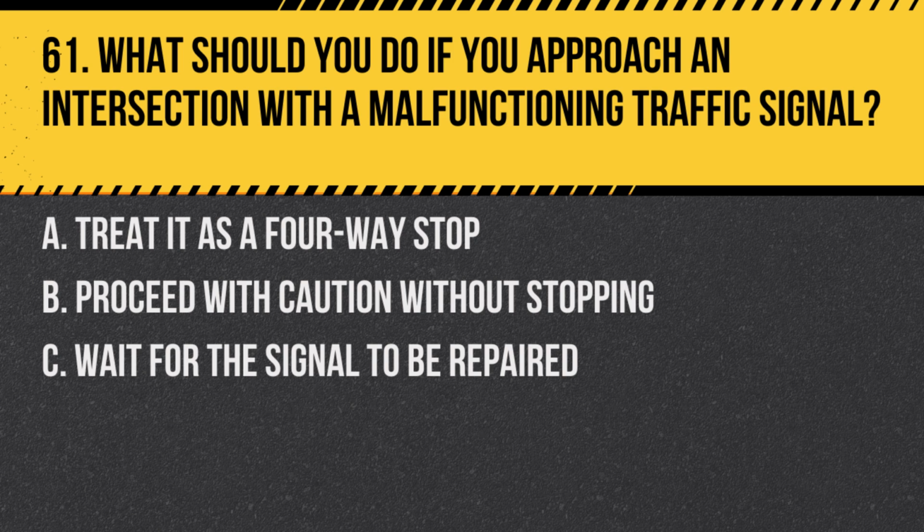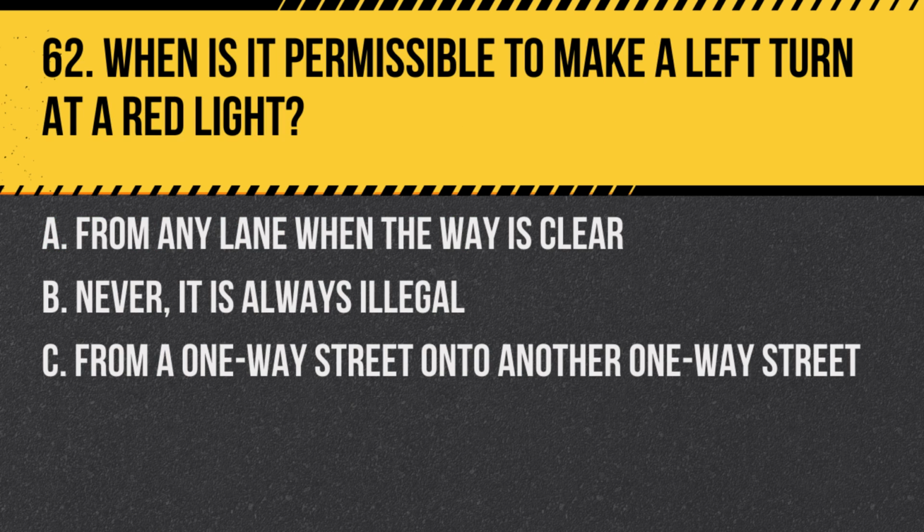Question 61. What should you do if you approach an intersection with a malfunctioning traffic signal? A. Treat it as a four-way stop. B. Proceed with caution without stopping. C. Wait for the signal to be repaired. Answer A. Treat it as a four-way stop. If a traffic signal is malfunctioning, treat the intersection as a four-way stop, stopping completely and proceeding only when it's safe and your turn.